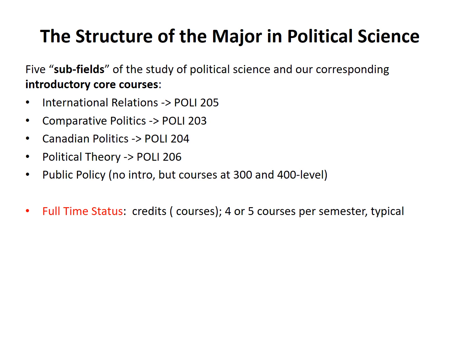A full-time status student typically is taking 4 to 5 courses per semester in order to maintain their full-time status. They would take the complement of introductory courses within their first year, because many of the 300 and 400 level courses that follow have the 200 level introductory courses as their prerequisites. You need to take the introductory courses first. Therefore, they should all be taken within the first year.